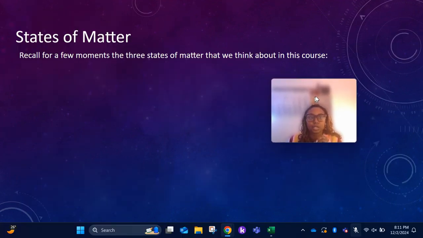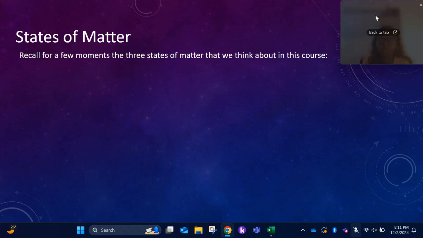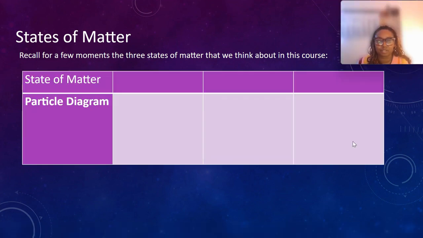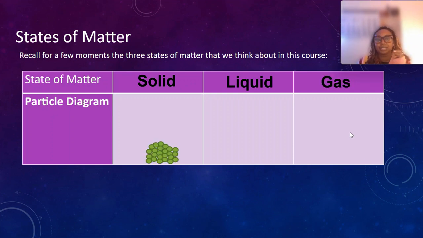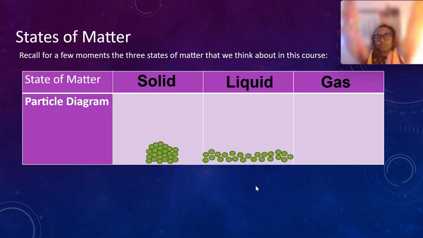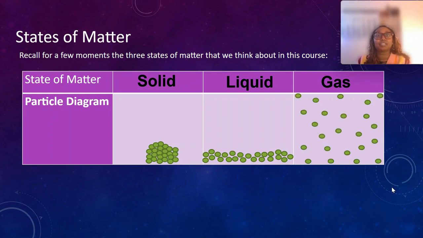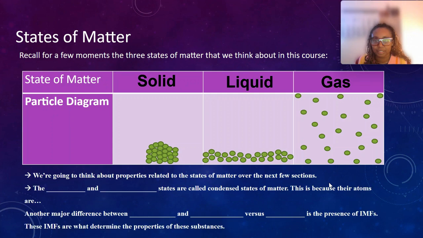All right, so states of matter. Recall for a few moments the three states of matter that we are going to think about in this course. You've got solids, liquids, and gases. So remember, in a solid, it's going to be a tightly packed, condensed particle level. In a liquid, you've got a little bit looser. It's still tighter than a gas, but looser than a solid, and it typically takes the form of the container that it's in. And then with the gas, you've got free floating particles. They're kind of going all over the place, and they would fill the entire shape of the container that they're in.